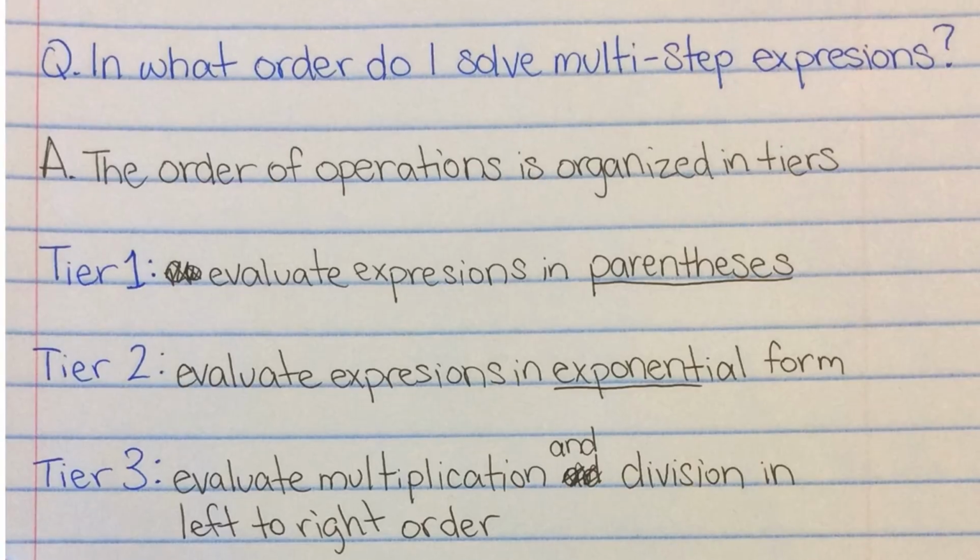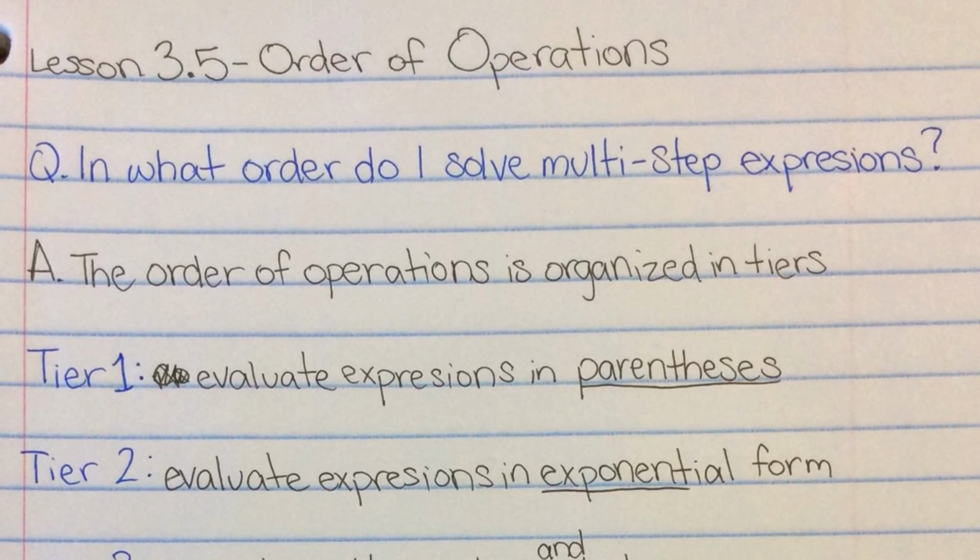I think that's probably review for most of you, but hopefully now we can certainly answer this question. In what order do I solve multi-step expressions?